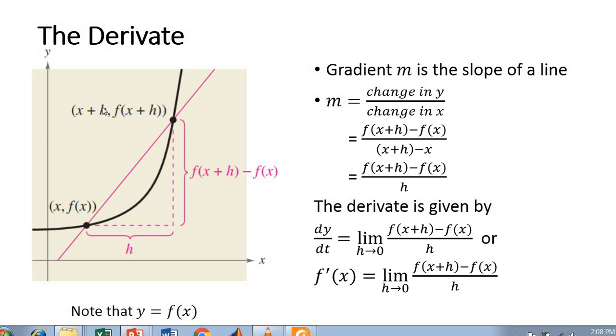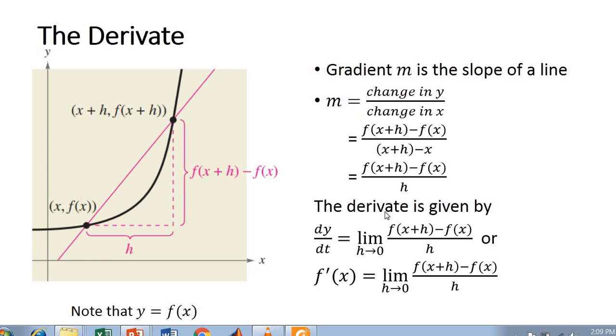Now I've got two coordinates, so applying change in Y over change in X: the change in Y will be this Y value minus this one, and the change in X will be X plus H minus X. So at the denominator the X will cancel out to give you this. This will be a new representation of our gradient, and it has a special name, it's called the derivative.